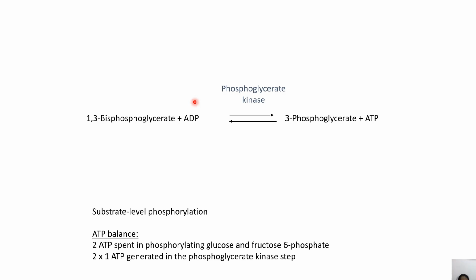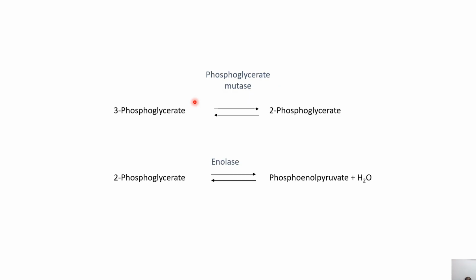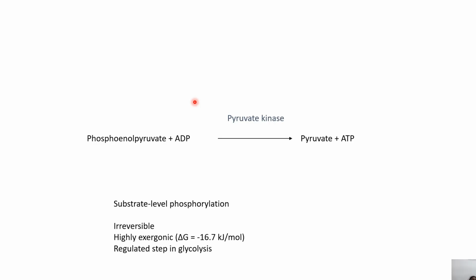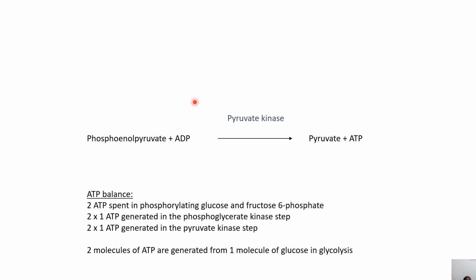Right? Moving on. Then 3-phosphoglycerate gets converted to 2-phosphoglycerate, and the enzyme is phosphoglycerate mutase. After that, 2-phosphoglycerate gets converted to phosphoenolpyruvate and water with the help of enolase. And then phosphoenolpyruvate, with the help of ADP and the enzyme pyruvate kinase, will get converted to pyruvate and ATP. This is another substrate level phosphorylation step. So again, irreversible, highly exergonic, and it's a regulated step in glycolysis.